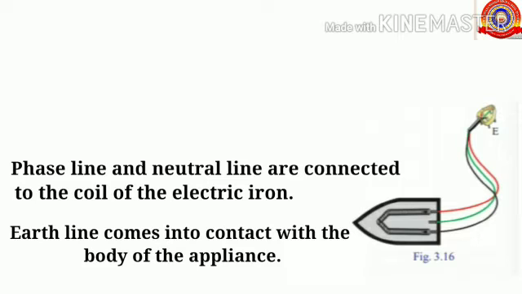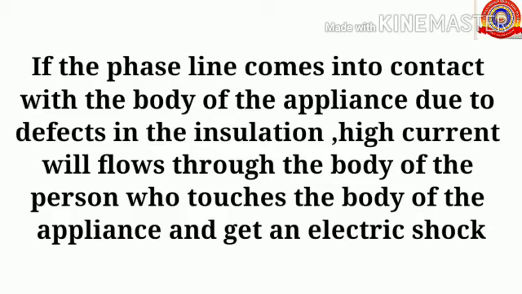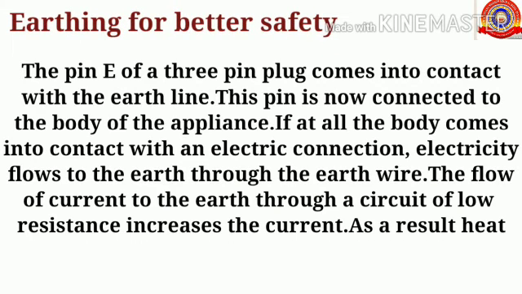So here, phase line and neutral line are connected to the coil of the electric iron, and earth line is connected to the body of the electric iron. So let's see what is the reason. If the phase line comes into contact with the body of the appliance due to defects in the insulation, high current will flow through the body of the person who touches the body of the appliance, and there is a chance of getting an electric shock. So to avoid this, we are connecting earth line to the body of the appliance.